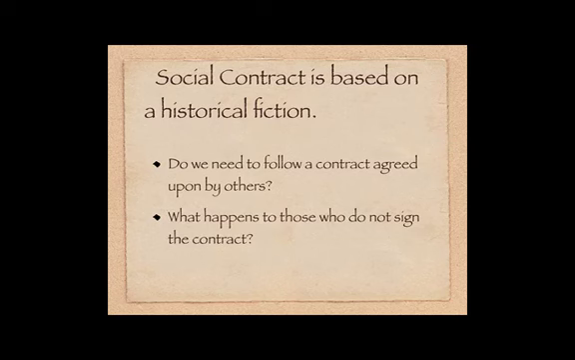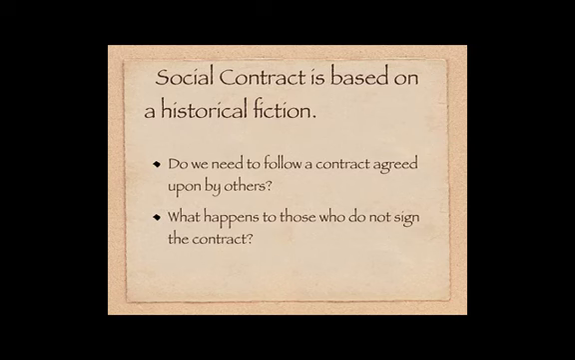Now, another problem with this, given this historical fiction, is what do we say about those who did not sign the contract or do not sign the contract? And this is problematic. Because on the one hand, Hobbes is saying, look, it is rational for us to do this, that if you sat down with others and came up with agreements, you would do this. But what about those who simply don't want the benefits of civil society? What do we say about them?